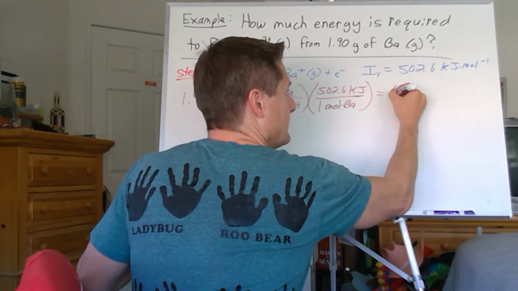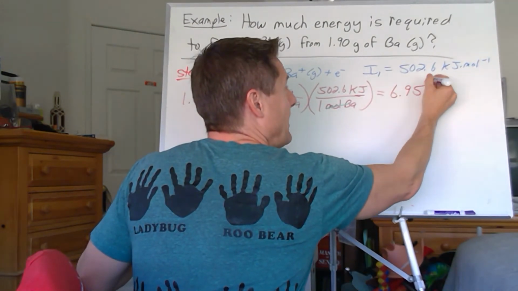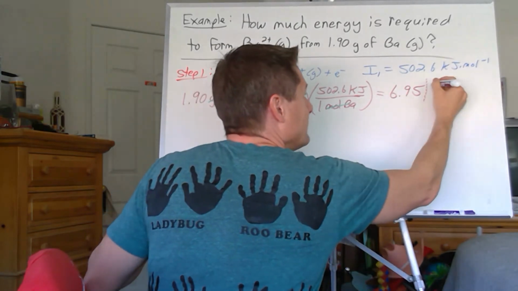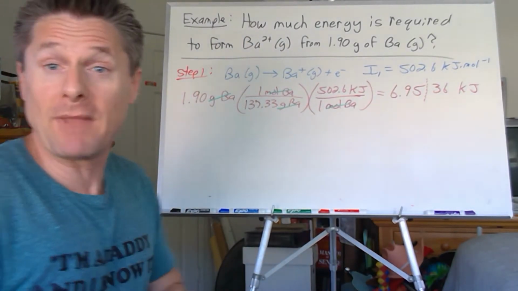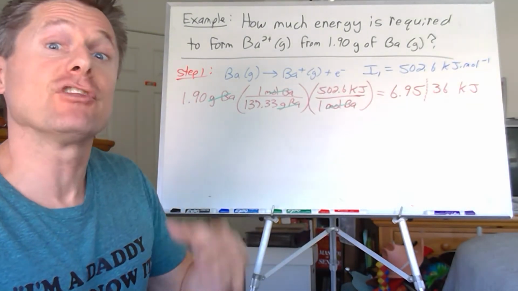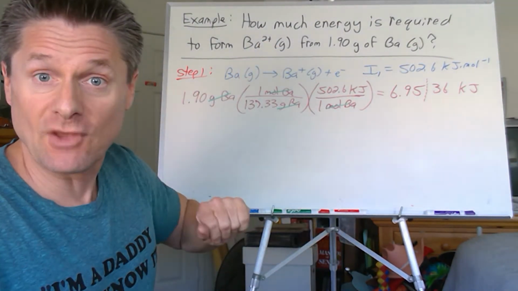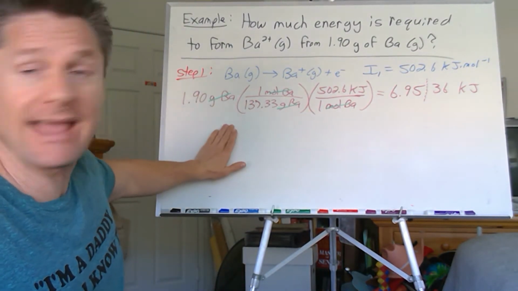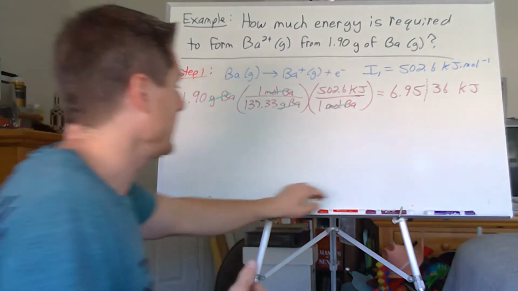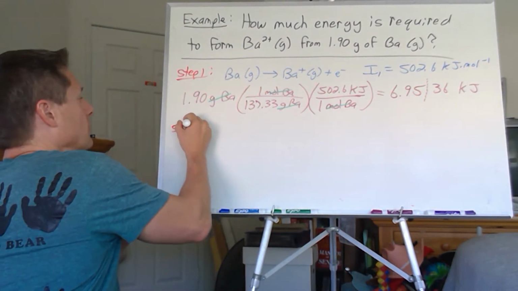I get 6.9536 kilojoules. I'm not going to round that, because I asked for the total energy it takes, so I'm not going to round anything until I get to the end. I'm going to have to do the same thing for the second electron, then add them together. So let's do it for step 2.